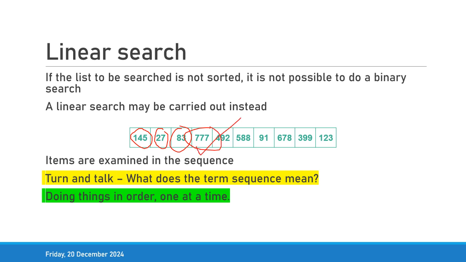So quite literally, a linear search is where you look at each item in order as you go up the list, one item at a time. That is the silly way of looking for anything, but it works if it's not in order.